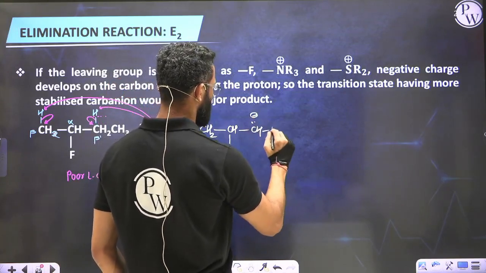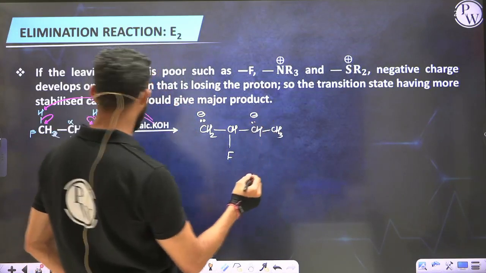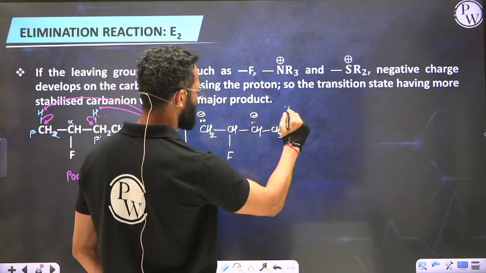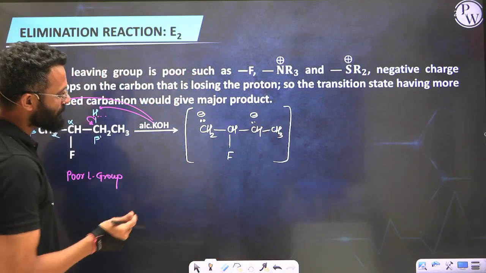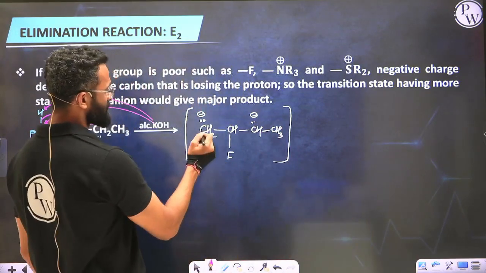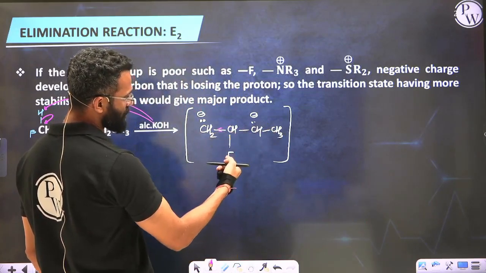Of course, this is going to be present for a very small fraction of time, not for a longer time. Hence, I'm putting this in a square bracket, indicating that this is highly unstable. But when you look at this carbon ion character, tell me, this carbon ion has only one alkyl group present and one minus I of fluorine.